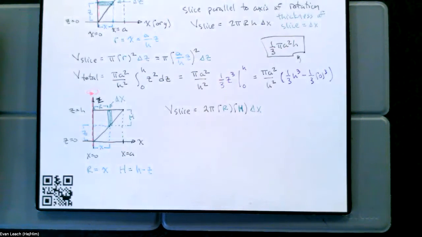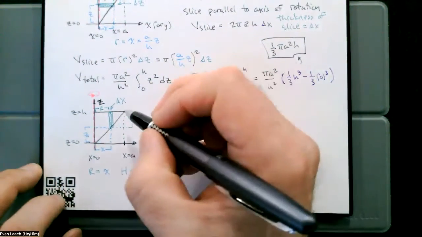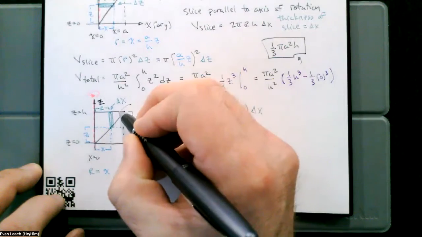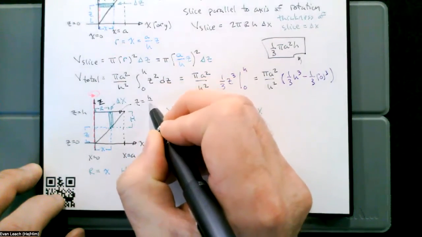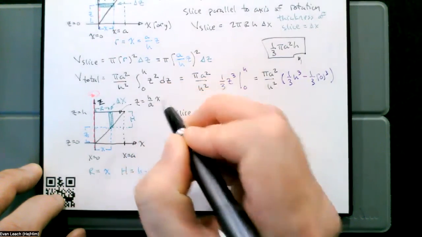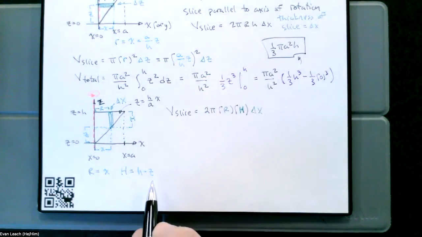Now this is no good. I can't have z's running around in my delta x integral. So I need to go up to the line segment and write down how z and x are related. This tells us that z is h over a times x, and that's what's going to go in for the z down here.